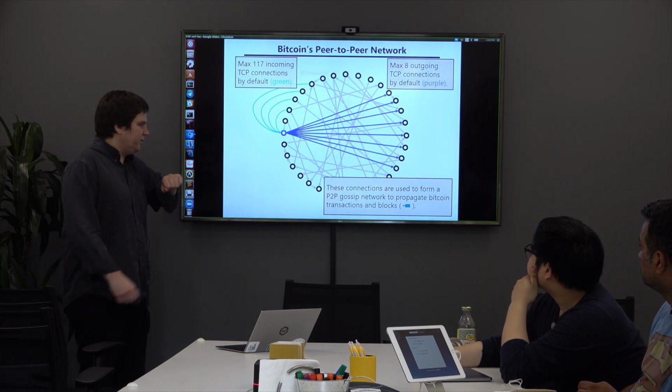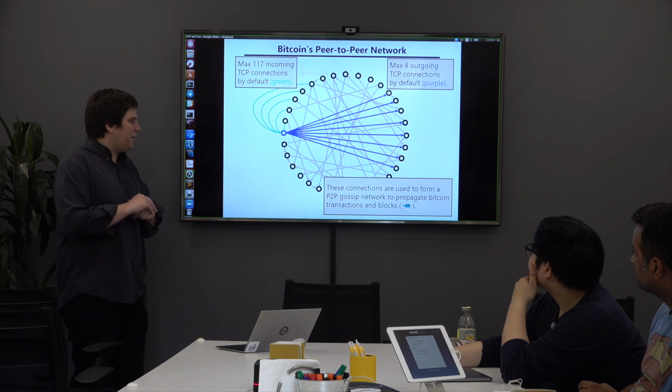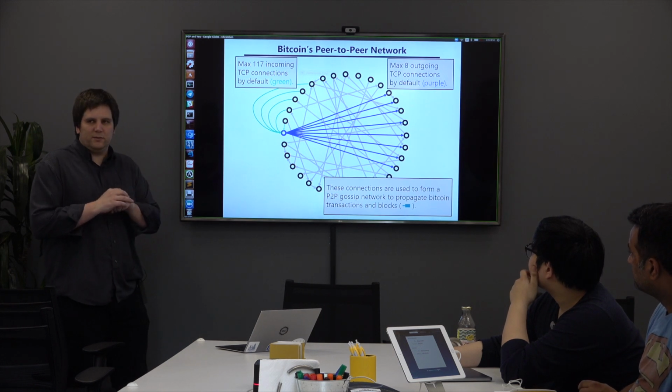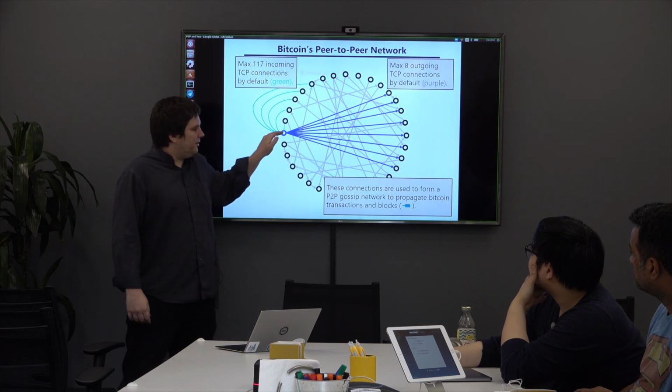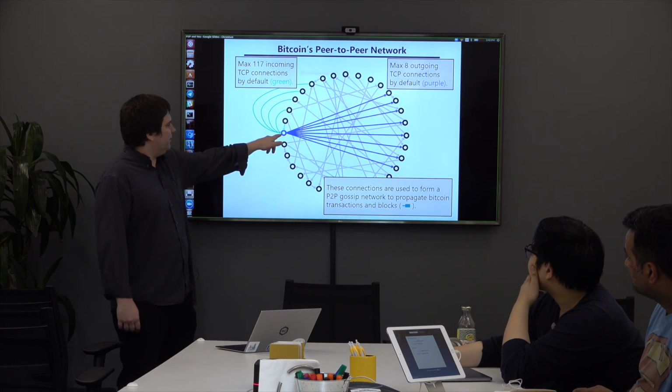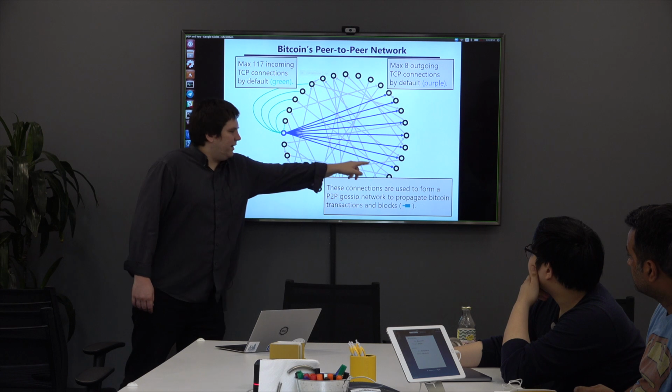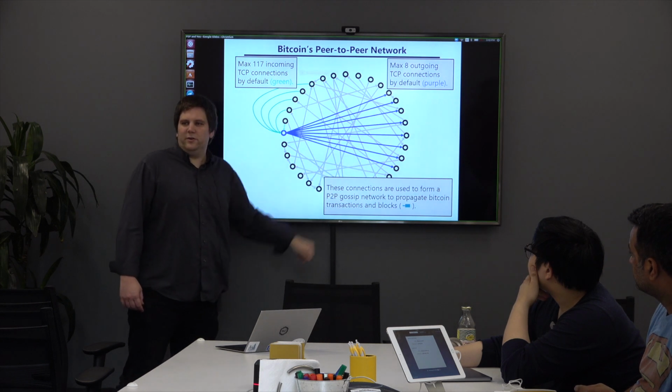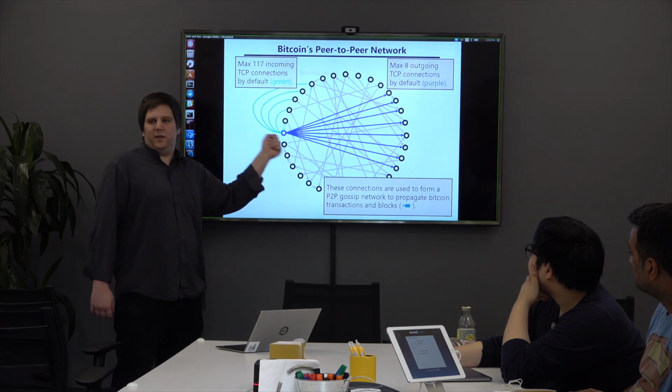And these connections are used to form a peer-to-peer gossip network that propagates Bitcoin transactions and blocks. The arrows represent the directionality of the connection. That is, the purple node is connecting out to another node, but information can propagate in both directions.